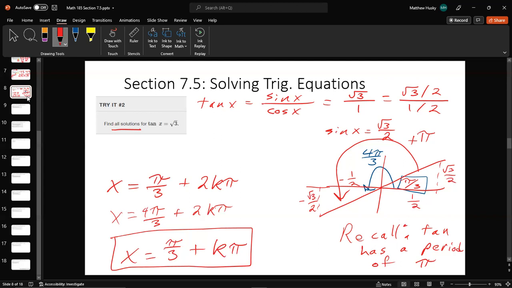This is unique to tangent, and the only reason you can get away with this has to do with the period of the function itself. Tangent's period is pi, which is why you add k pi. For sine and cosine, their period is 2 pi, which is why you have to add 2k pi to find all the possible solutions when it's sine or cosine. Okay.